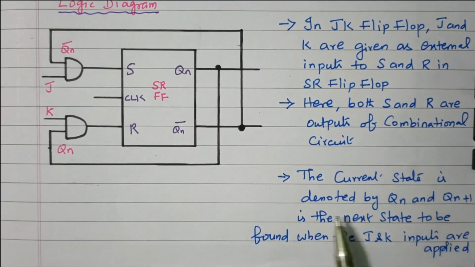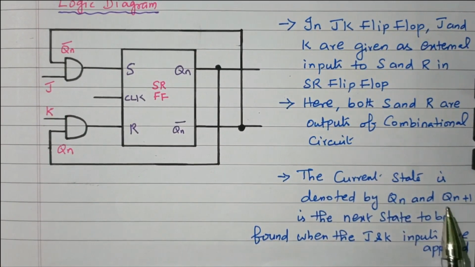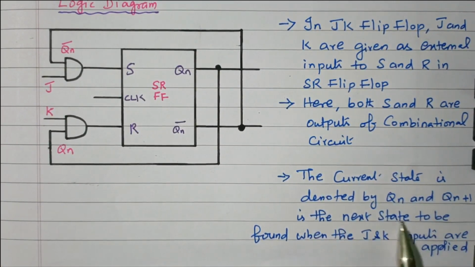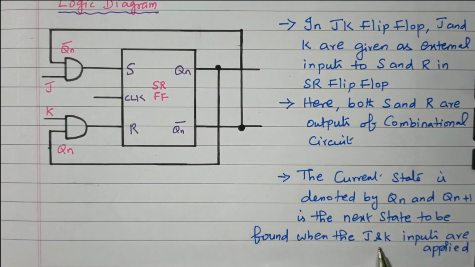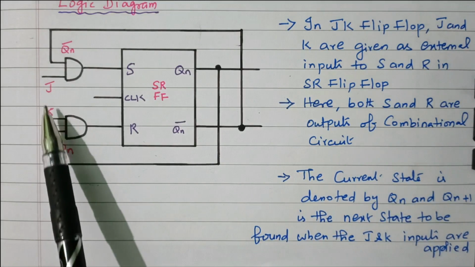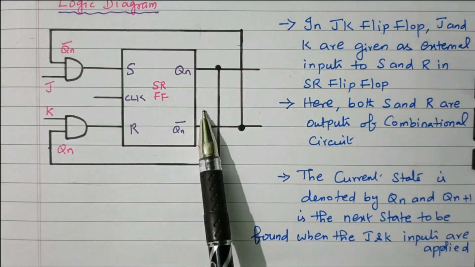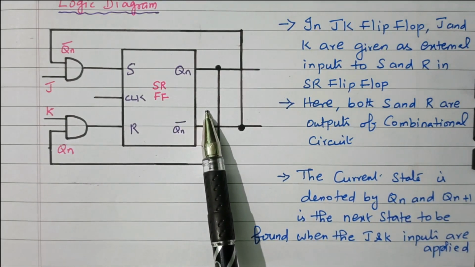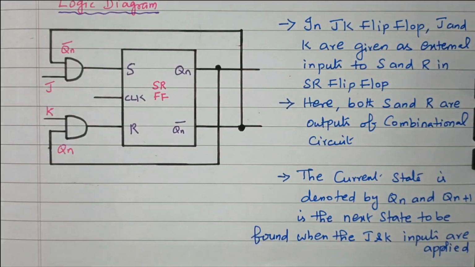The current state is denoted by Qn plus 1, the next state to be found, where J and K inputs are applied. So while applying J and K input, we can get the Qn and Qn plus 1, two states: present state and next state.